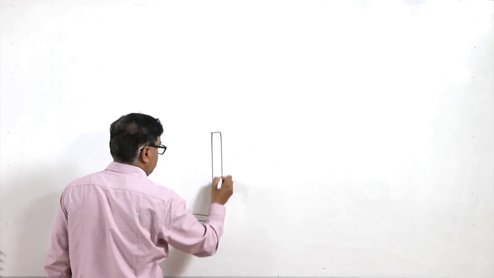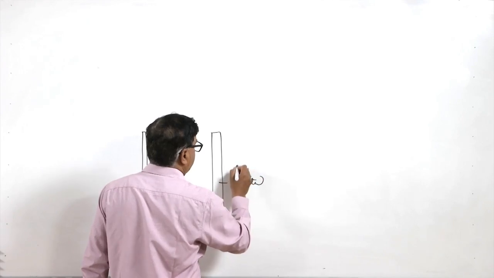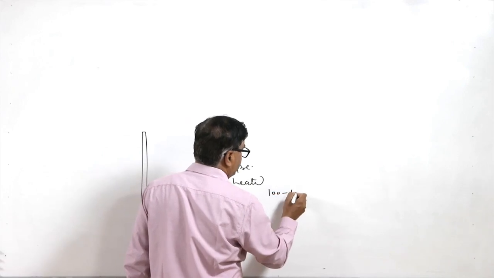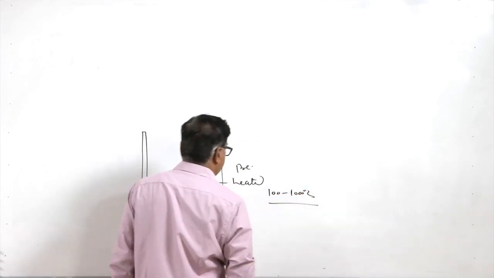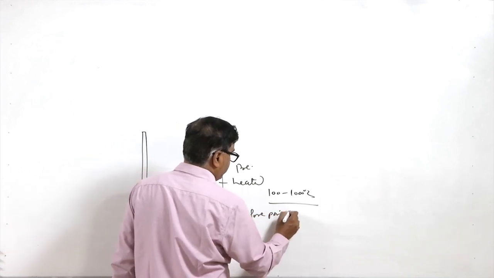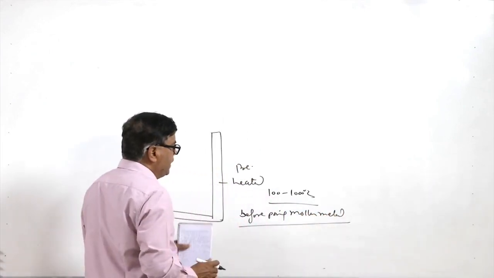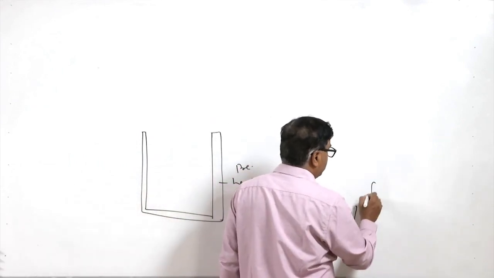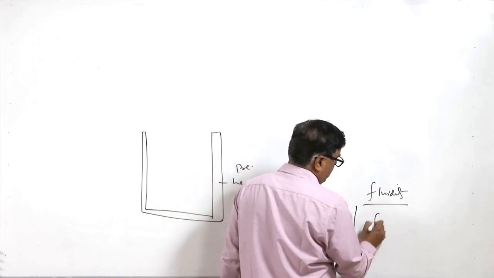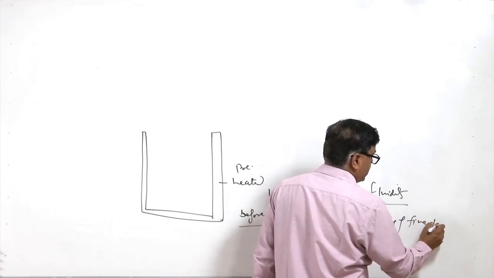This shell which has been produced is basically heated, or what we can say, preheated. This preheating can be done in the range of 100 to 1000 degrees centigrade before pouring the molten metal. So, this preheating basically improves the fluidity and the filling of the fine details.